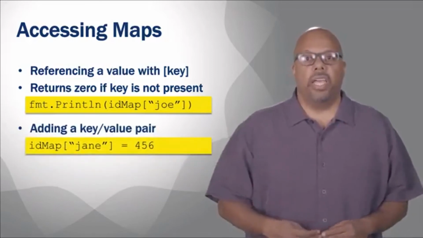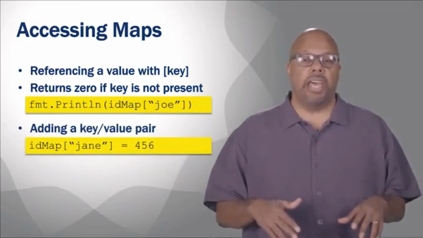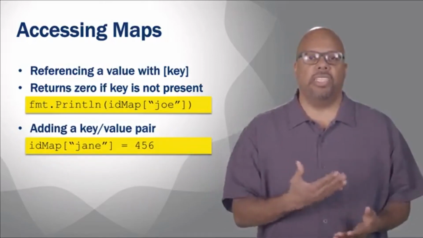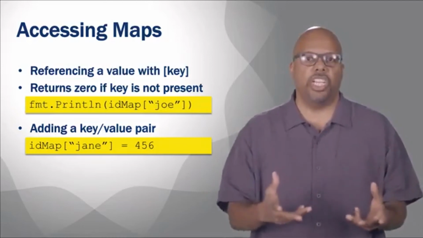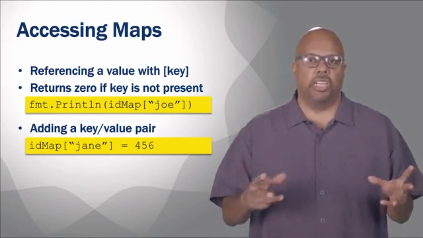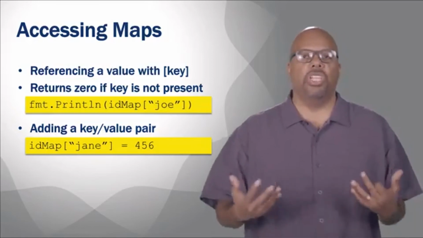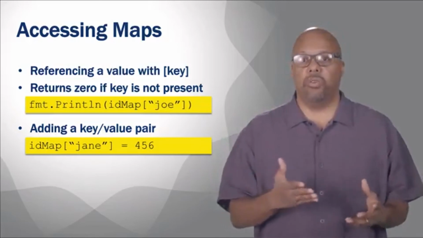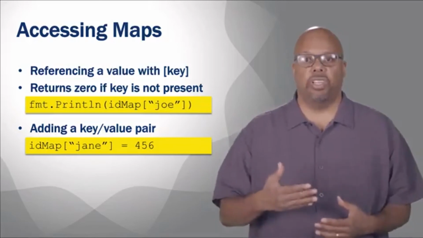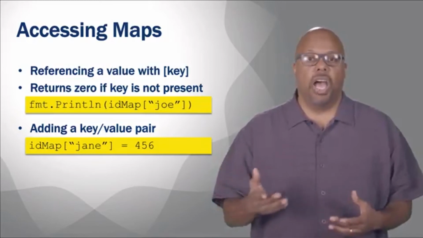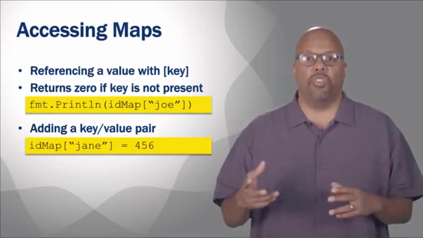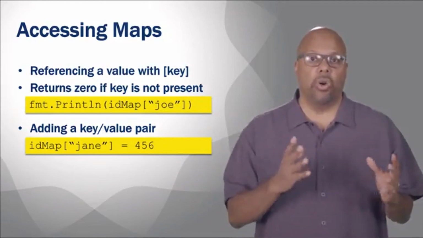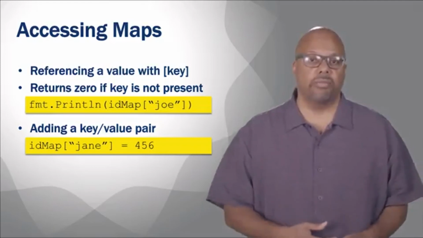I can also add a key value pair into the map, or change an existing one if it's there. So if I want to add some new key value pair, I could say ID map Jane. Maybe there's no key Jane in there right now. ID map Jane in brackets equals 456. So that puts a new key value pair in there. Now note that would also change a key value pair. So let's say there was already a key value pair in there, Jane mapped to 678, right? So by saying ID map Jane 456, I'm getting rid of the old key value pair associated with Jane, and I'm putting a new one in there. So Jane is now associated with 456.